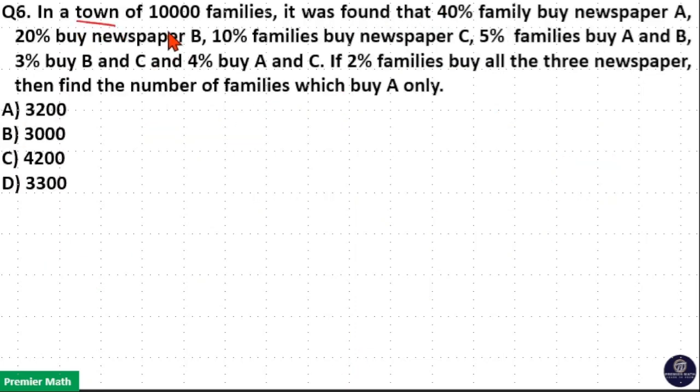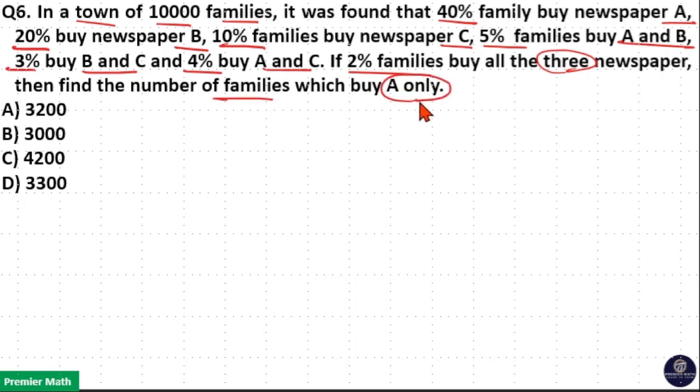In a town of 10,000 families, it was found that 40% families buy newspaper A, 20% buy newspaper B, 10% families buy newspaper C, 5% families buy A and B, 3% buy B and C, 4% buy A and C. If 2% families buy all the 3 newspapers, then find the number of families which buy A only.